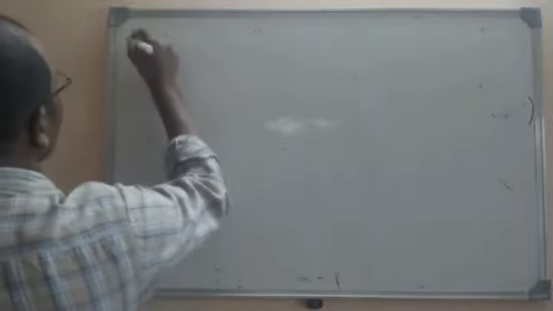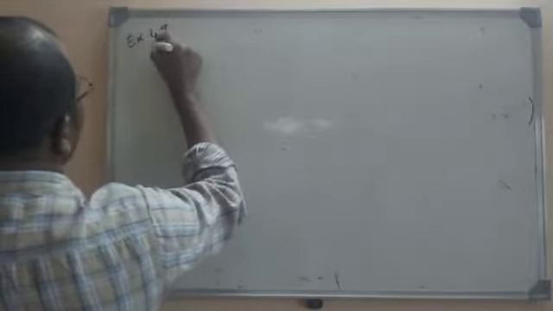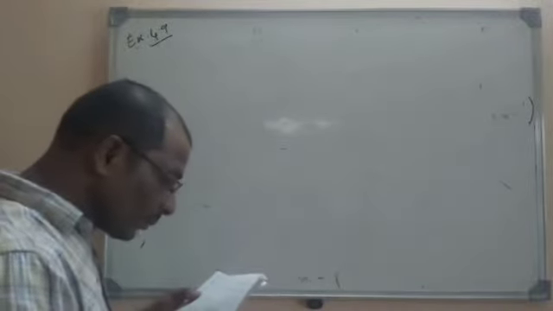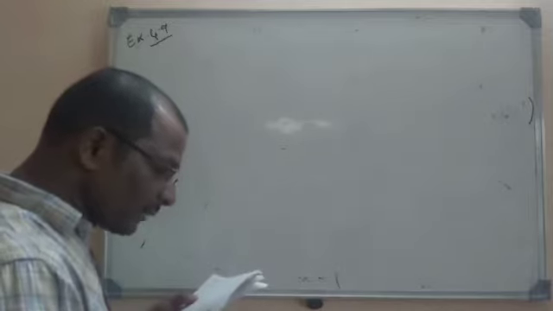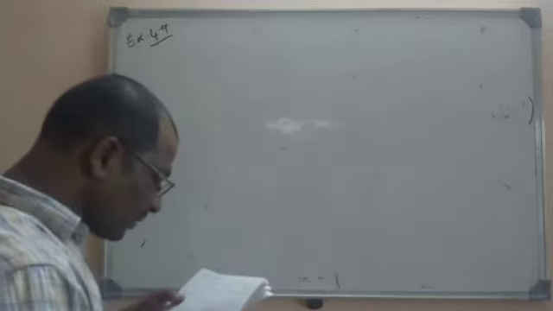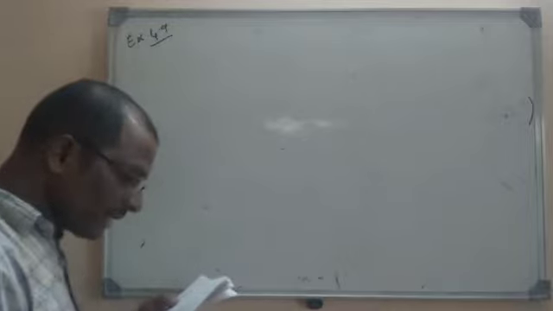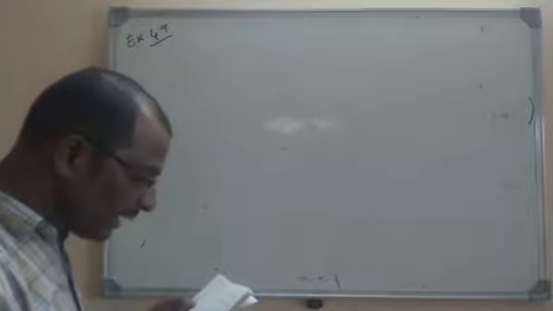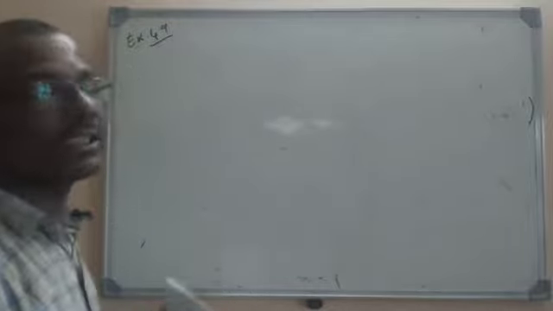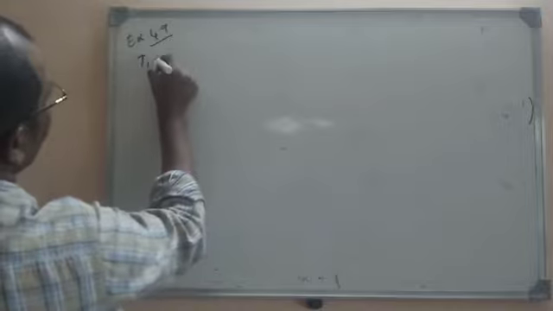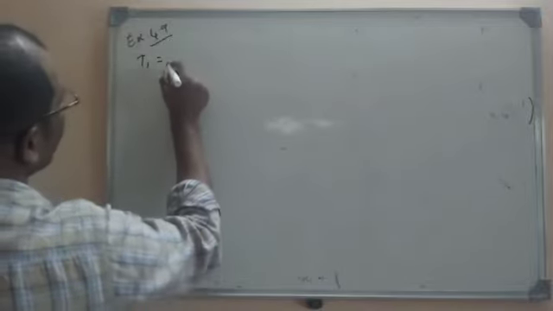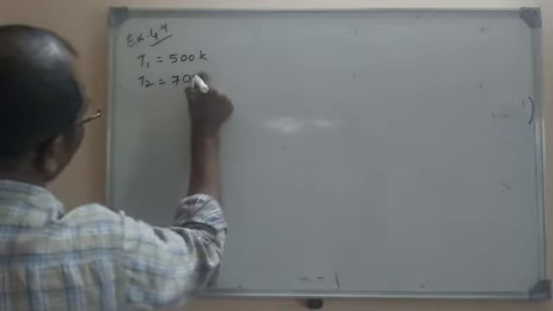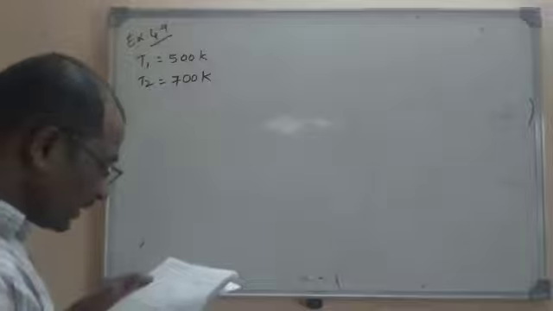So I will go to the NCERT problem, that is 4.9. The rate constants of a reaction at 500 Kelvin and 700 Kelvin are 0.02 second inverse and 0.07 second inverse respectively. Calculate the values of EA and capital A. So in this problem, temperatures are given. Lower temperature T1 is given, that is 500 Kelvin, and higher temperature is given, that is 700 Kelvin. What else is given here?